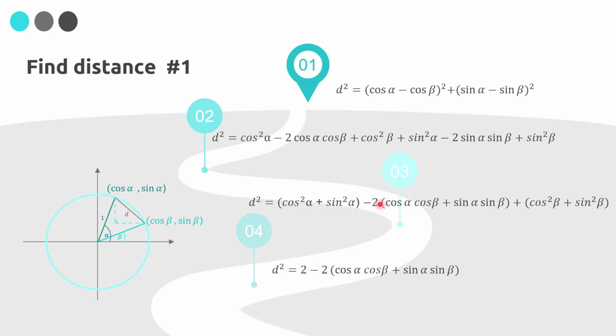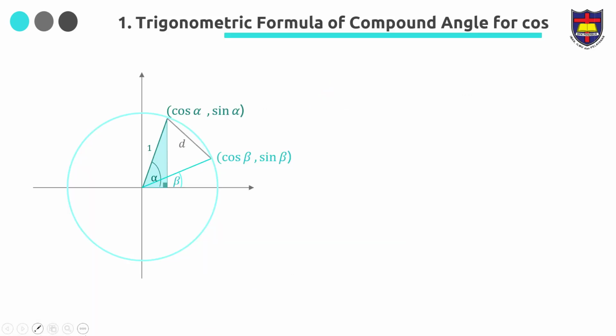And then we have minus 2 cos alpha cos beta and sin alpha sin beta. So this is our first equation for d squared. Let's keep it first and continue to the next slide. After finding the distance between these 2 points, cos alpha, sin alpha and cos beta, sin beta, now we will try to find it in another way so we can compare it later.